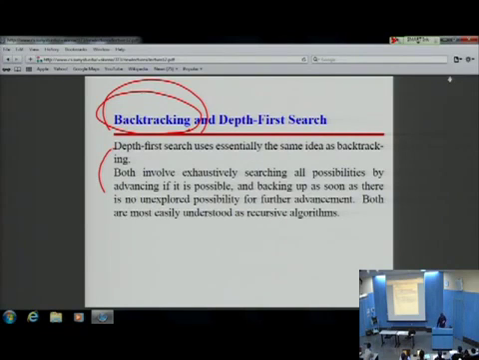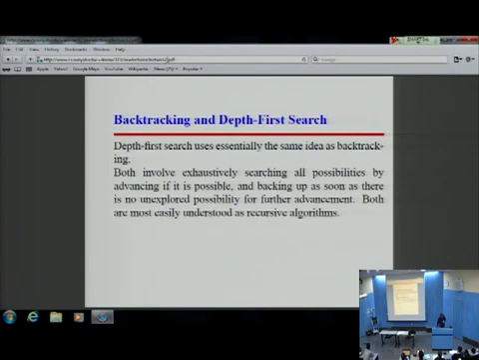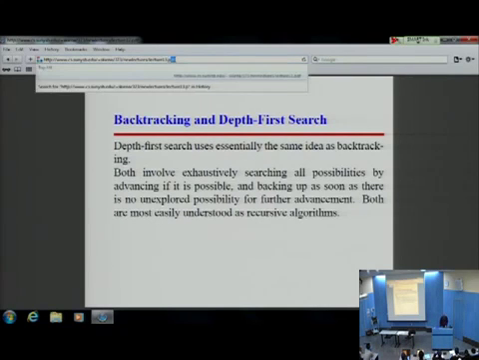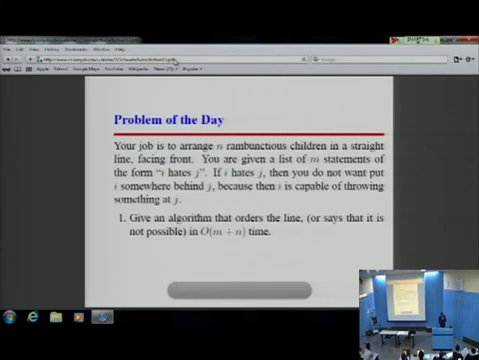Okay, good. Now I'd like to get to the somewhat delayed problem of the day, because I think we've now talked through this stuff a little bit. Okay, great. So the problem of the day had to do with arranging rambunctious children.